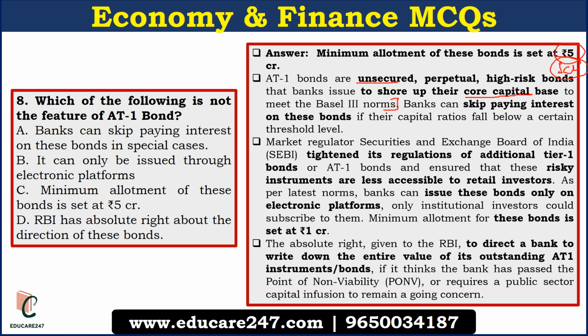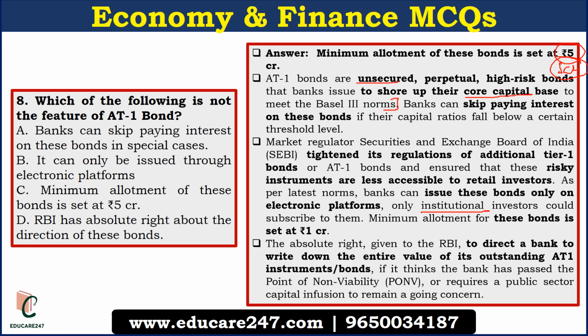So SEBI has tightened the regulations related to these bonds because it is high risk in nature. That's why SEBI has made it less accessible to retail investors. Banks can issue these bonds only through an electronic platform and only to institutional investors. And the minimum allotment for these bonds is 1 crore.